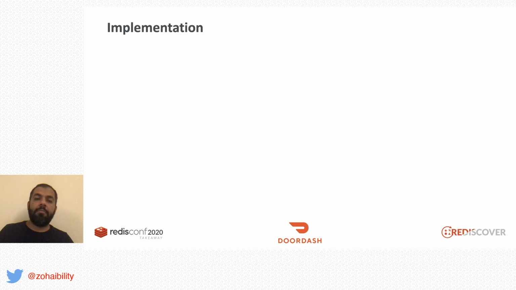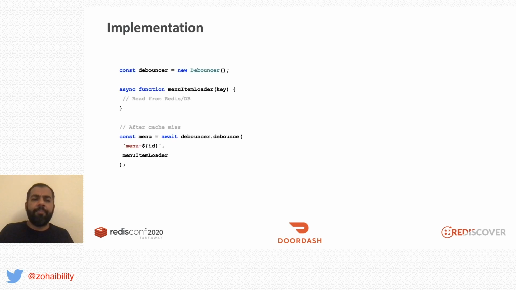I think it would be much easier to explain with the code, as I said. So this is how we imagine the API first. Here's a debouncer. The async function, menu item loader, takes a key and reads it from Redis or a database. Imagine that code is in there. Every time we want to read the value, we say debouncer.debounce. We provide it with a key. This is the exact same key that's passed down to the menu item loader, the loader itself. And then we await on that promise. So the menu item loader itself returns a promise.